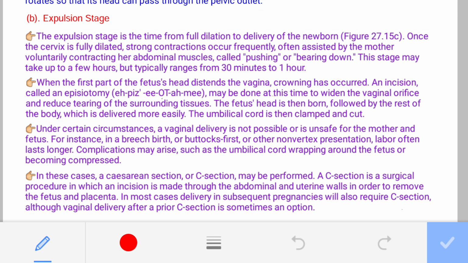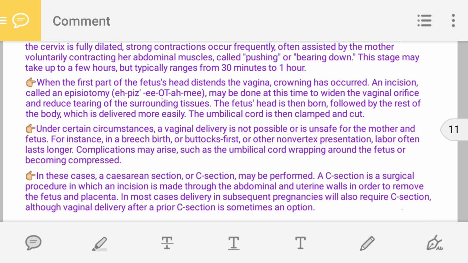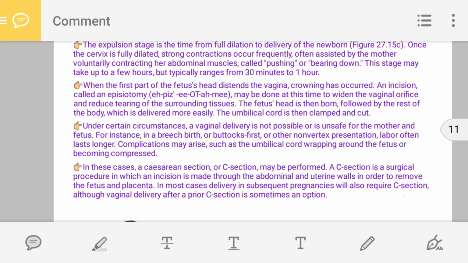Now the crowning, the process of crowning. What is crowning? Okay, so I will show you in the figure.